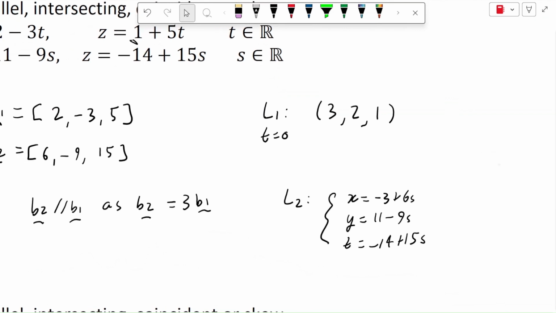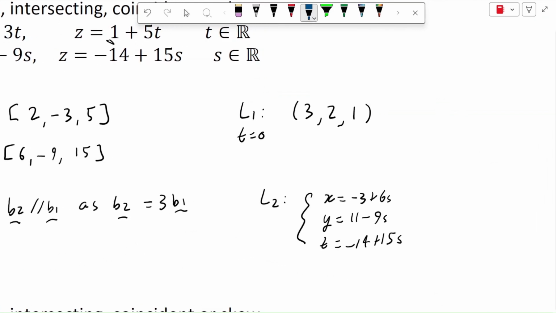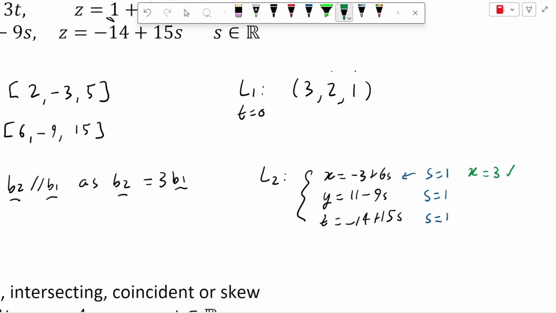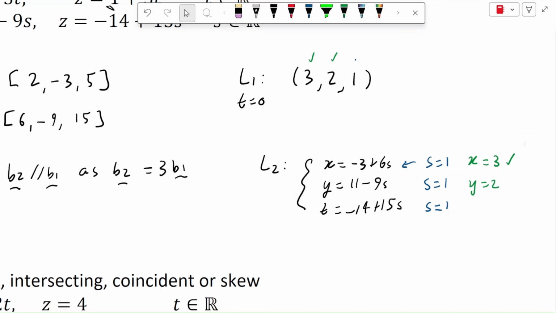Okay, so we need to figure out what the s value is. So here s equals 1 would make this equation work, because you get minus 3 plus 6, which does give you 3. Let's try s equals 1 and see if we can get 2 and 1 there. So 11 take 9, so y would be 2.